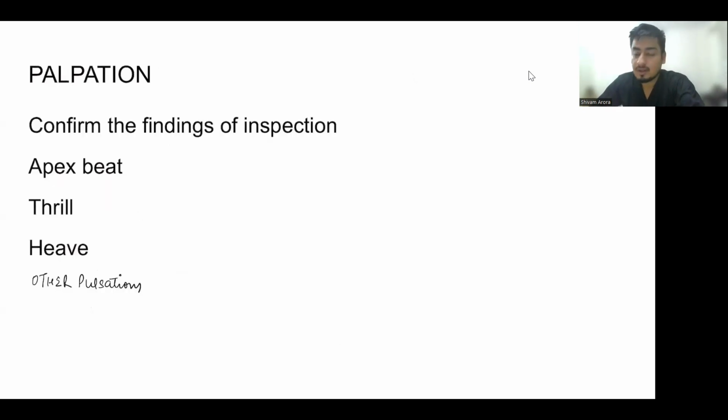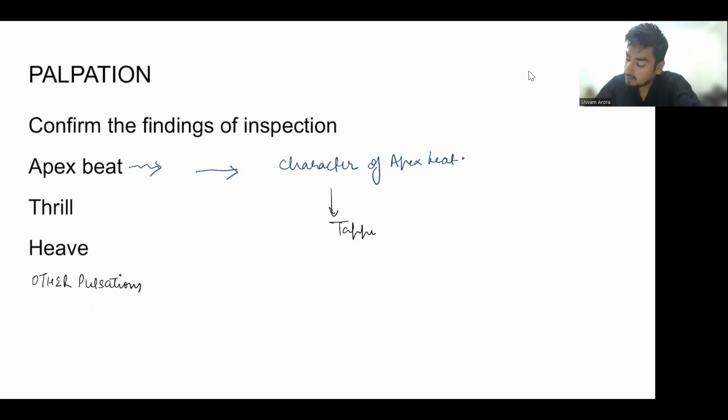Then we'll come to palpation. In palpation, first of all, we'll confirm the findings of inspection. Then we'll look for the apex beat. Again, we'll confirm the position of the apical impulse. Then we'll look for the character of the apex beat. Now, the character of the apex beat can be tapping, sustained, which is also known as heaving, or ill-sustained, which is also known as hyperdynamic.